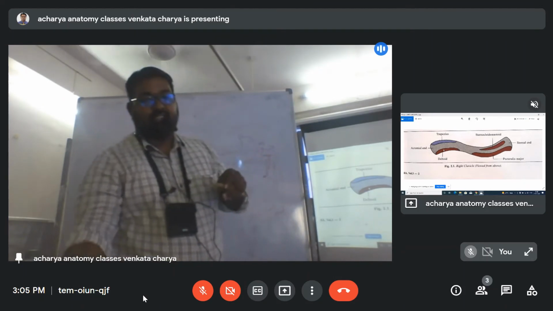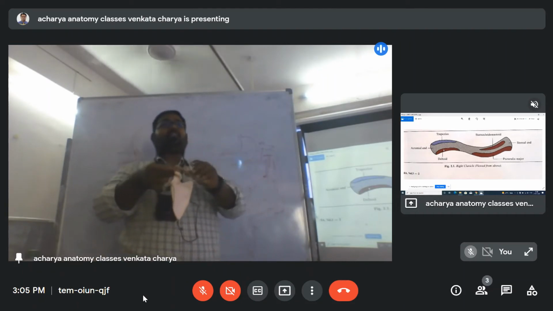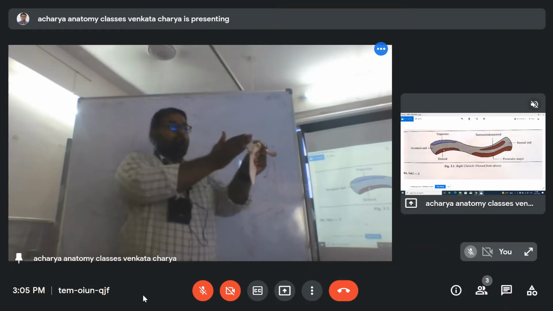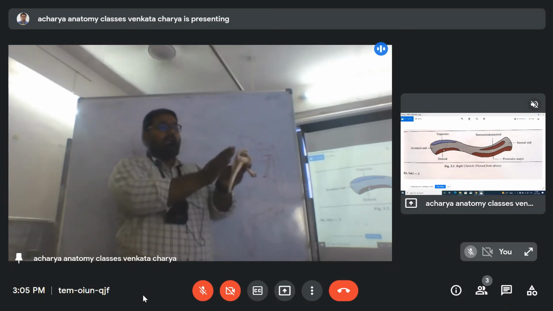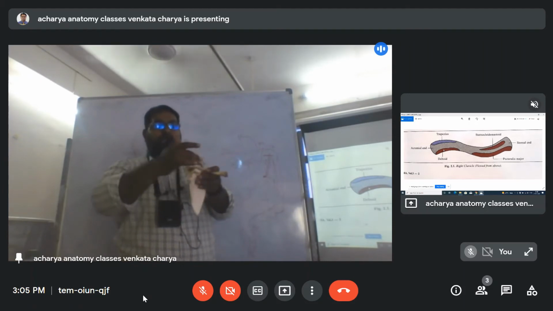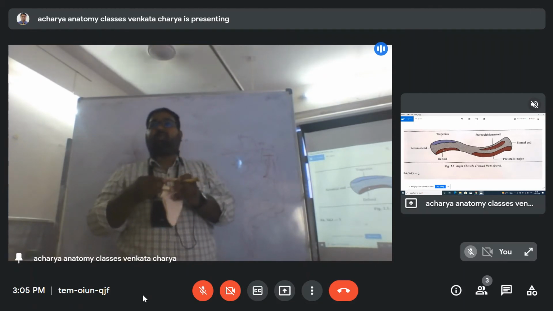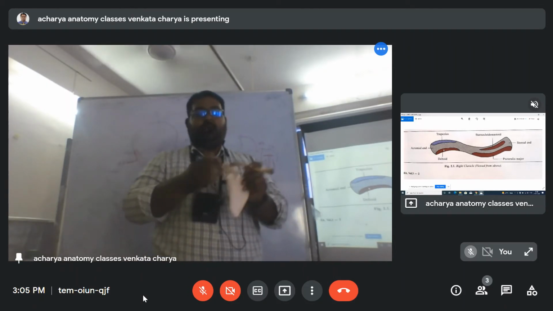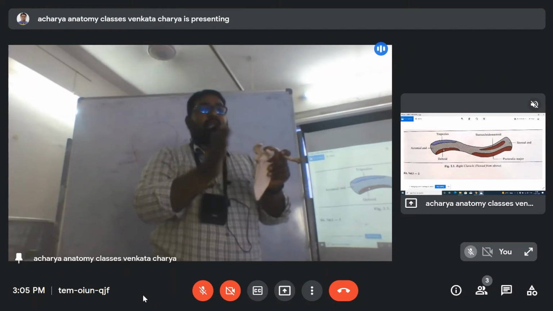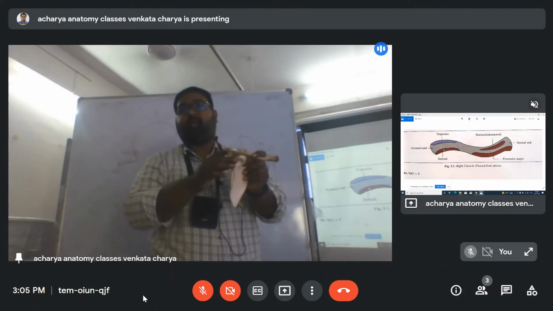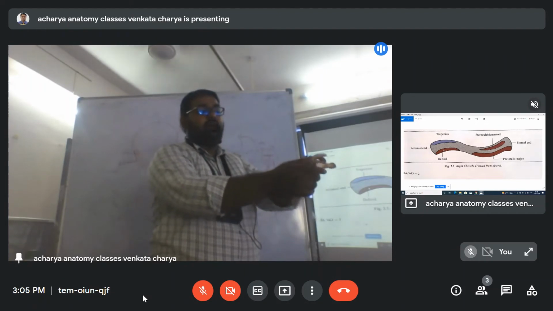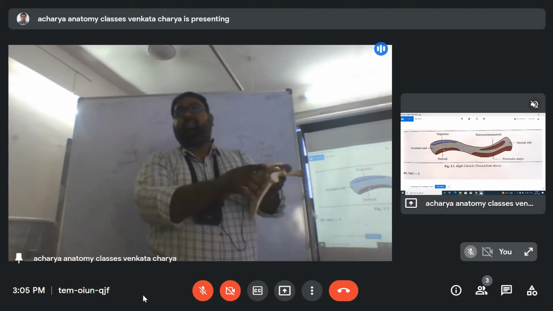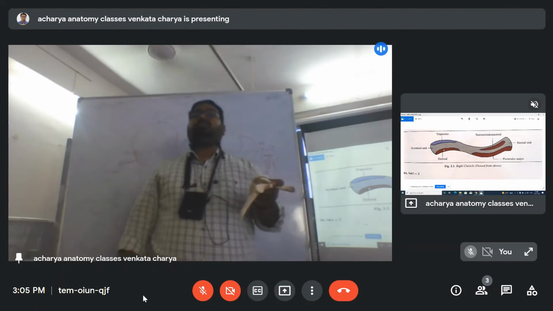Actually this deltoid muscle consists of three types of fibers: anterior fibers, intermediate fibers, and posterior fibers. Anterior fibers of the deltoid originate from the anterior border of the lateral one-third of the clavicle. Intermediate fibers originate from the lateral border of the acromion process of the scapula. Posterior fibers originate from the inferior lip of the spinous process of the scapula.